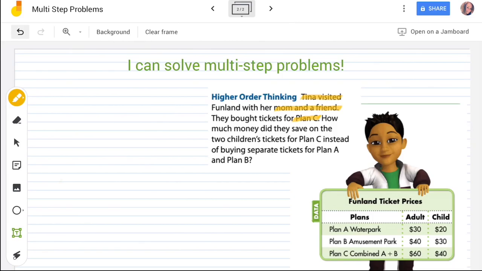The problem is asking something a little different than the first one. How much money did they save on two children's tickets for Plan C instead of buying separate for A and B? So Tina went with her mom and a friend, one adult, two kids. In this problem, do I need to worry about the cost of the adult ticket? No, I do not. I am just going to be comparing the prices for two children's tickets. So let's start to set that up.